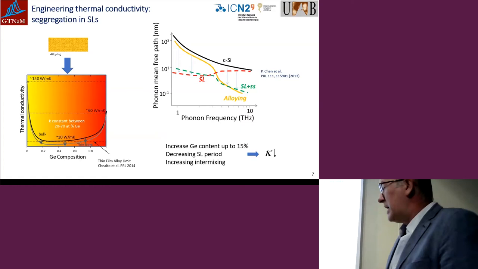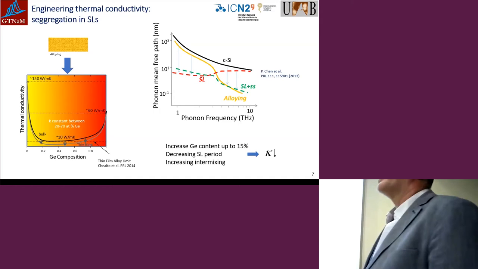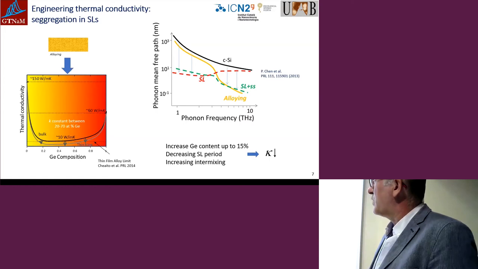Why do we make these silicon germanium superlattices? Well, the idea is very simple. We all know that when we have an alloy, we can decrease the thermal conductivity of a material because of mass scattering. And this is quite well understood in silicon germanium. Pure silicon is 150, germanium is 60. But if you now make an alloy, you get this minimum of the thermal conductivity. There is a plateau that goes from 20 to 50, 60 atomic percent, in which you have an almost equal value of the thermal conductivity.